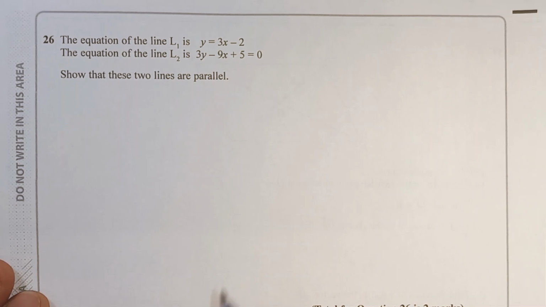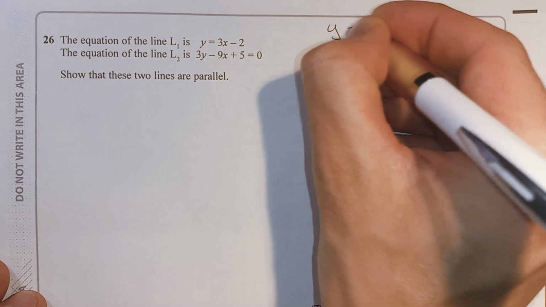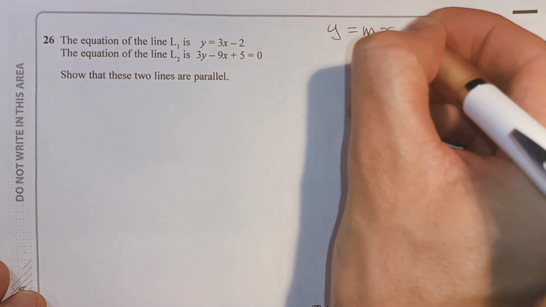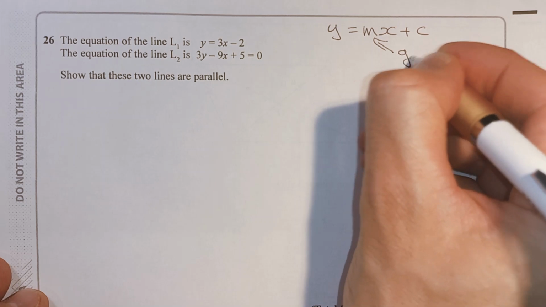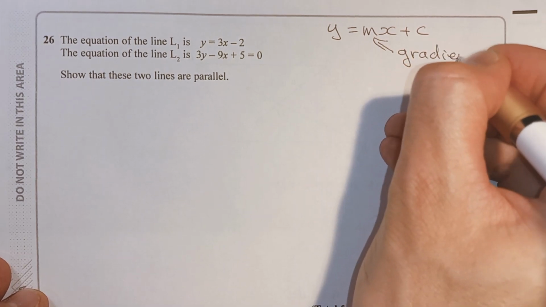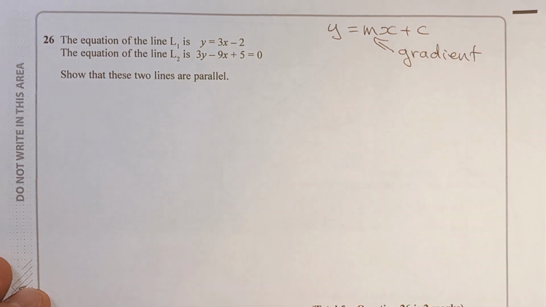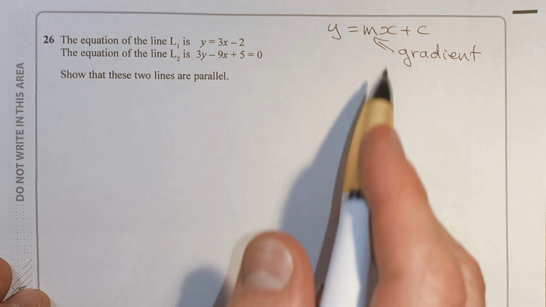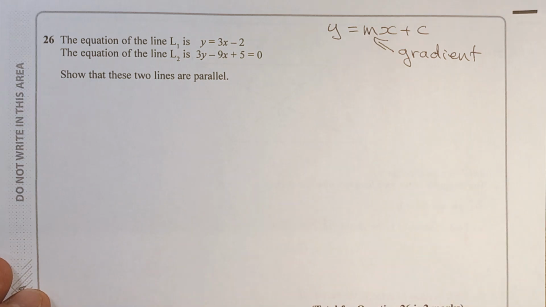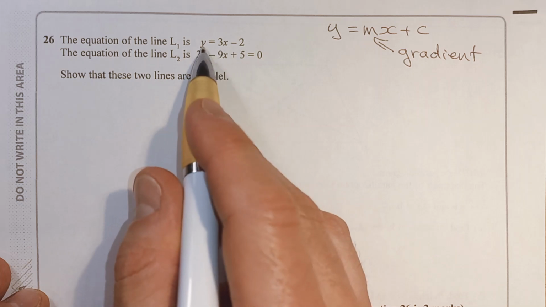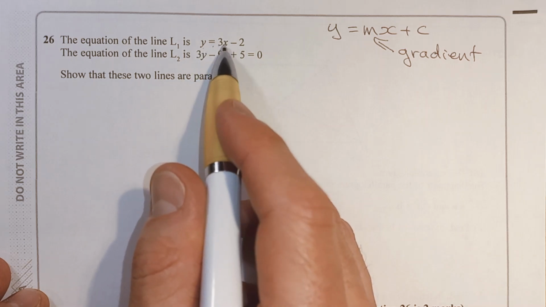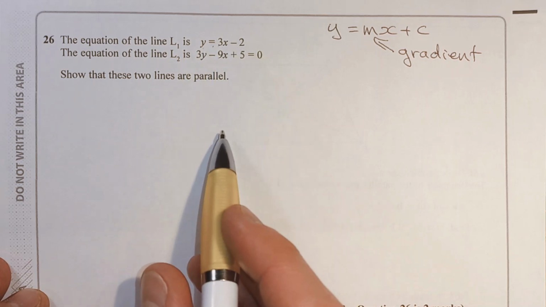Okay, so if you remember, the equation of a straight line is y equals mx plus c, where m is the gradient. So if we want to show that two lines are parallel, we want to see that m is the same for both of them. Now, L1 is already in this format. We've got y equals a number with x, and then we've got a constant at the end.